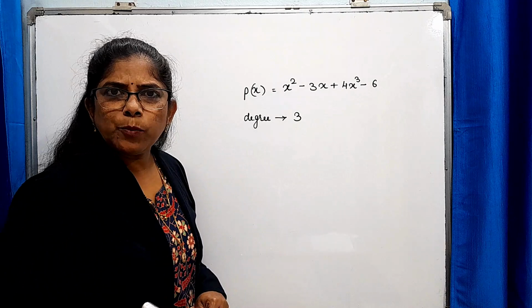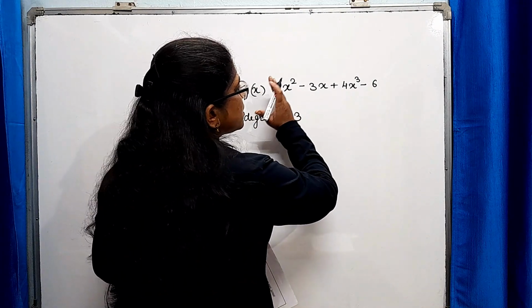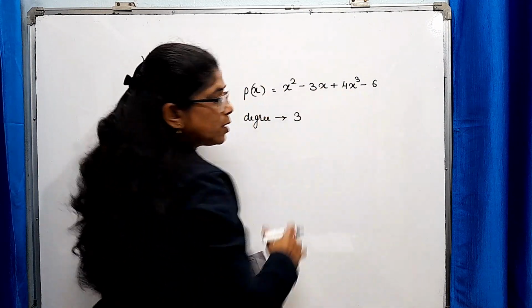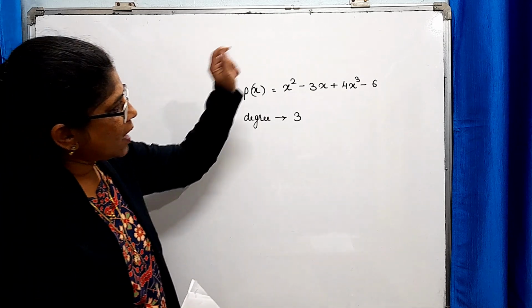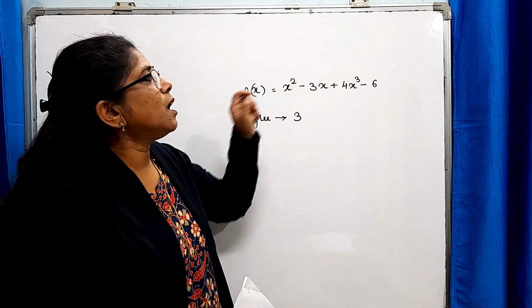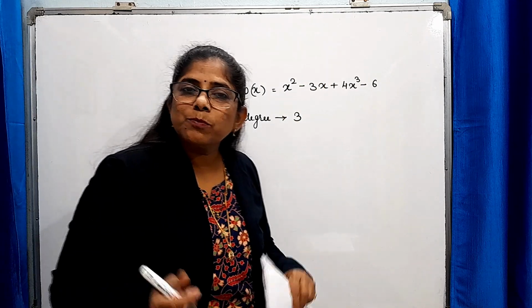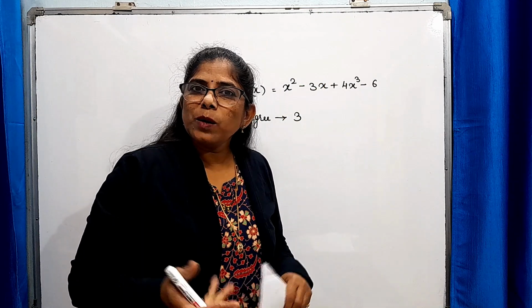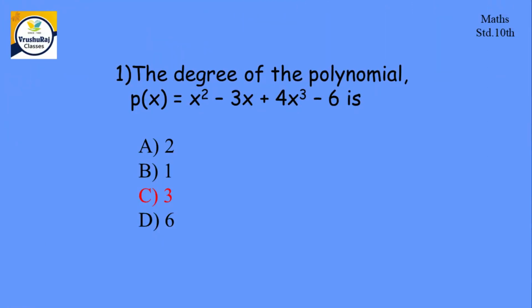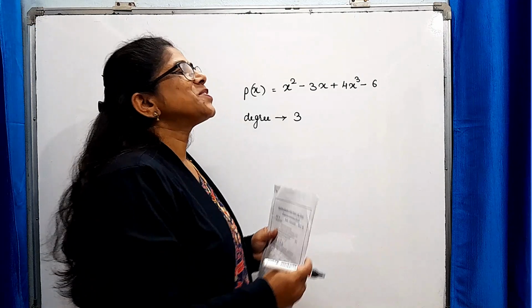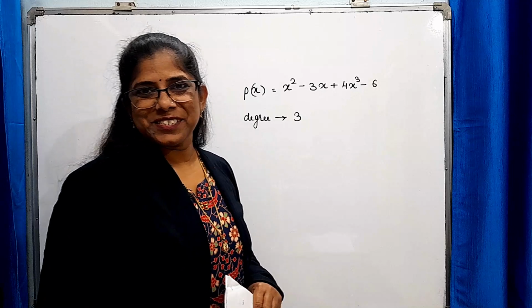What is the degree of the polynomial? You have to just check the powers of the variables. The highest power, which means the highest exponent, is the degree of the given polynomial. It's so simple. It's so easy. 1 mark in your pocket. So let's move to the second question.